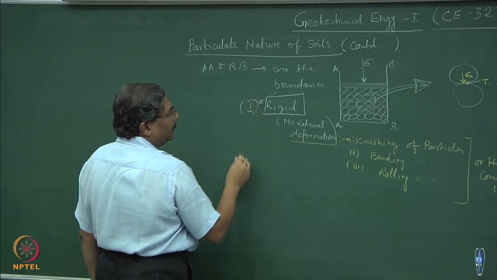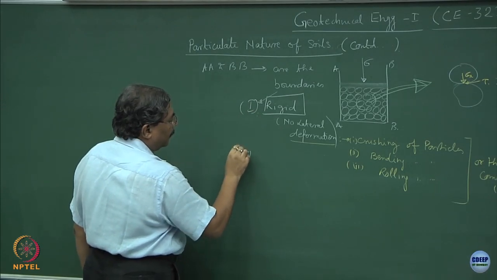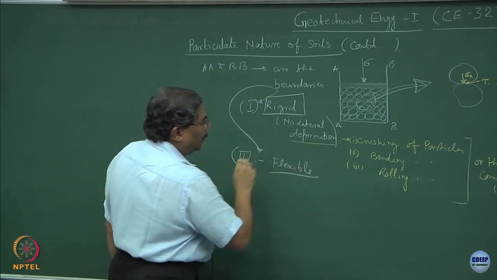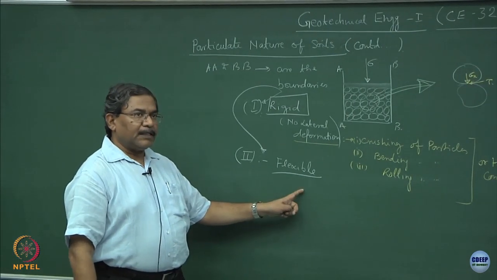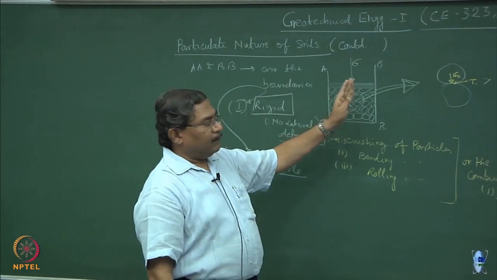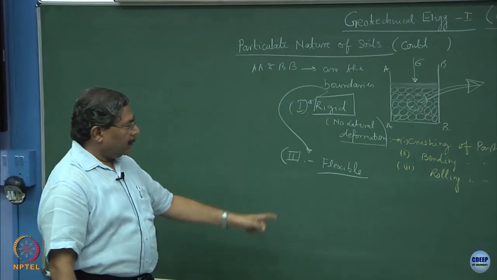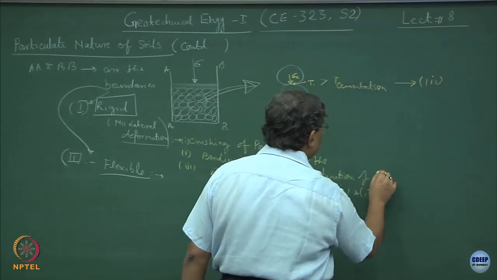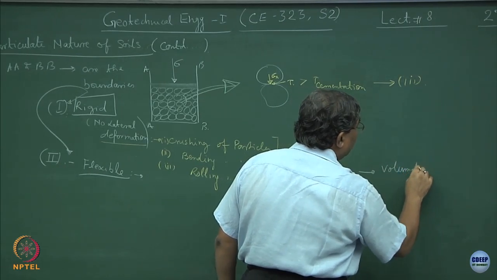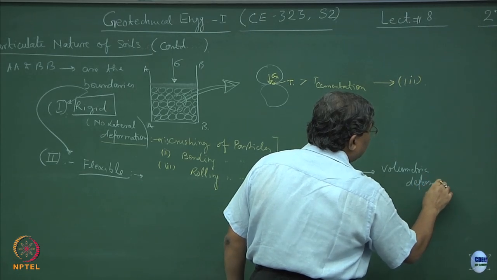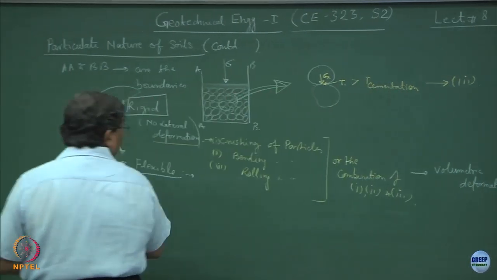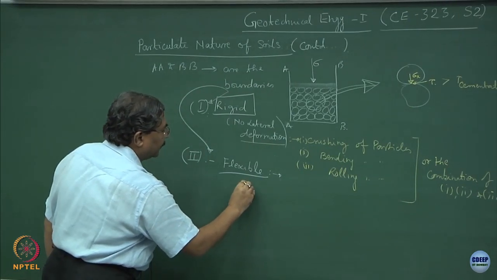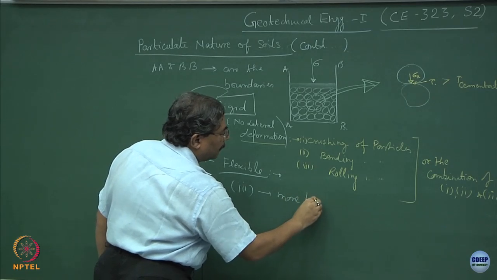The second mechanism would be when the boundaries are flexible. And this is where exactly I was in the previous lecture. Now, the chances are that the boundaries which are confining the soil mass would be flexible. Now, in this case, sorry, one more thing you should add to this is that this is what is going to cause the volumetric deformation. All right. However, when the system is flexible, the mechanism 3 becomes more prominent, predominant you may say.